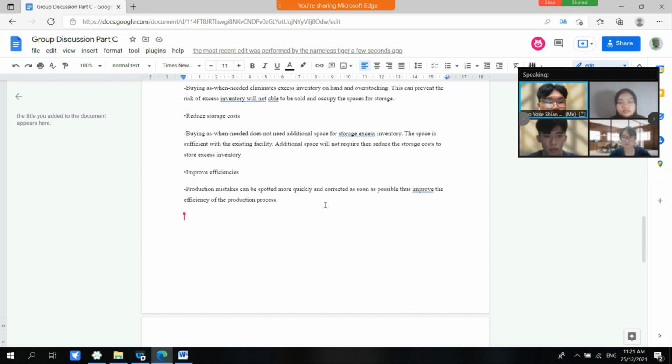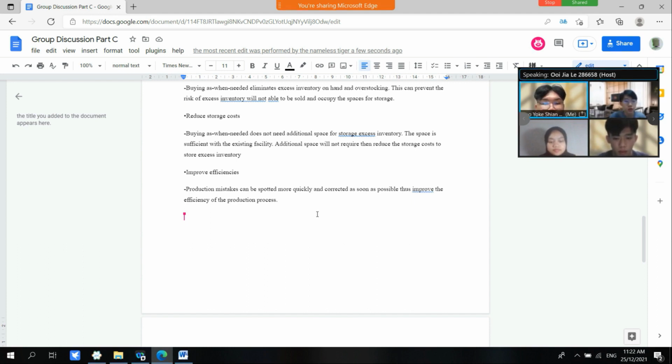Okay, so for me, the next point is that it facilitates the control of stock. This is because buying as needed eliminates overstocking. Thus, the inventory management system can focus more on stock control and avoid any unnecessary wastage. And I think that's all for the benefits. Now I will come to the shortcomings, and I will pass to Minghui to continue the point.